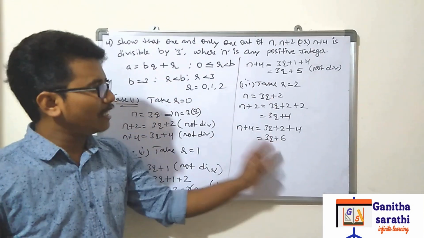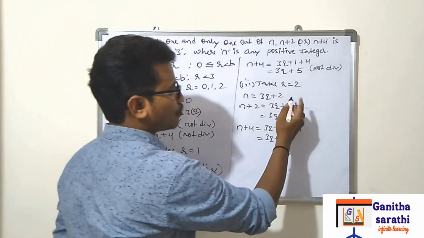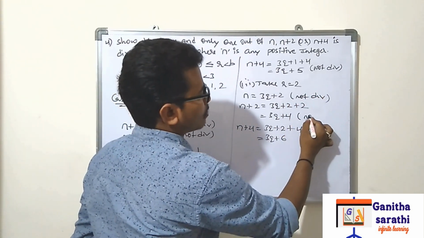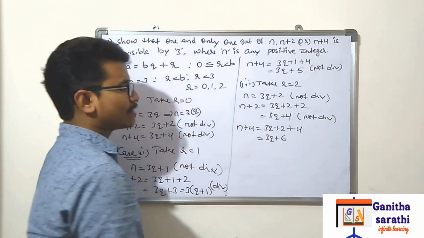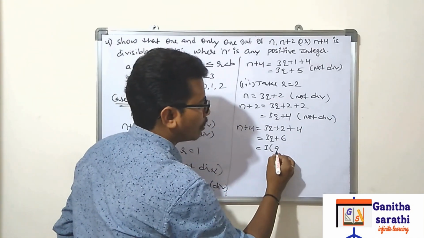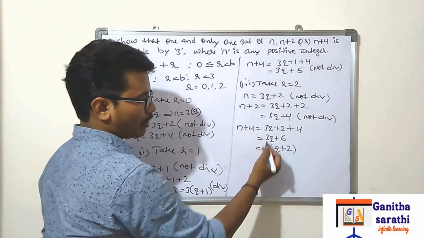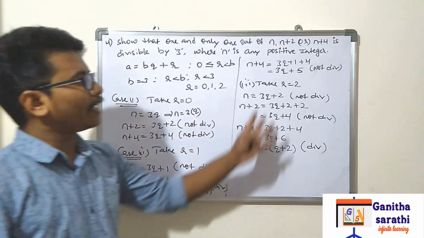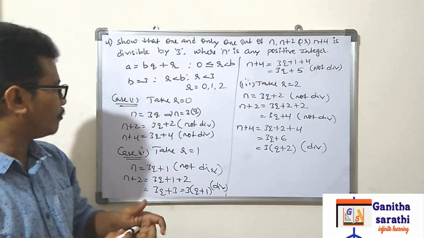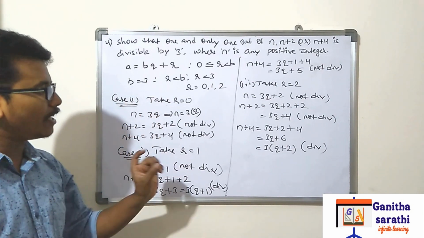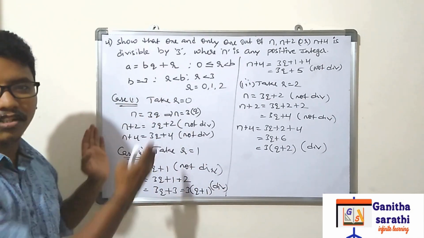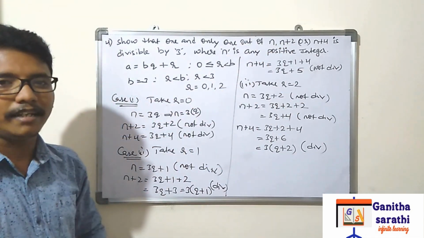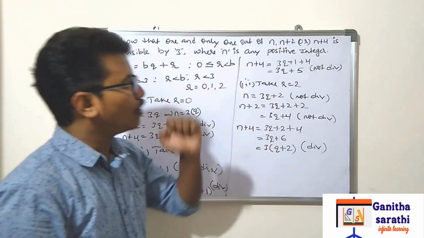Now, in these 3, which one is divisible? Let us check. 3q plus 2? No, definitely not divisible. Next, 3q plus 4? Not divisible. Next, 3q plus 6, we can write it as 3 into q plus 2, right? 3 into q is 3q, and 3 times 2 is 6. So it is divisible. In the third case, we got n plus 4 as the divisible value. Got it, all of you? In each and every case, we get only one value which is divisible. In the first case, n is divisible by 3. In the second case, n plus 2 is divisible by 3. In the third case, n plus 4 is divisible by 3.